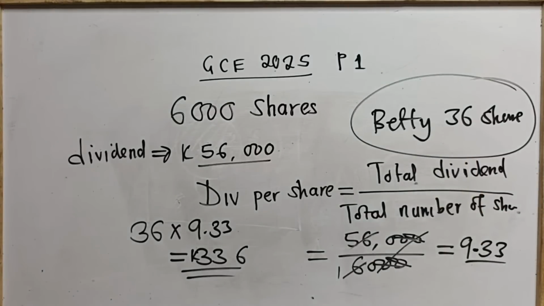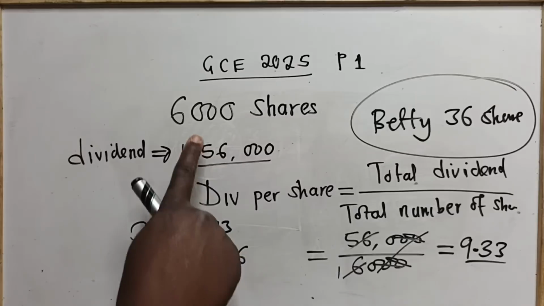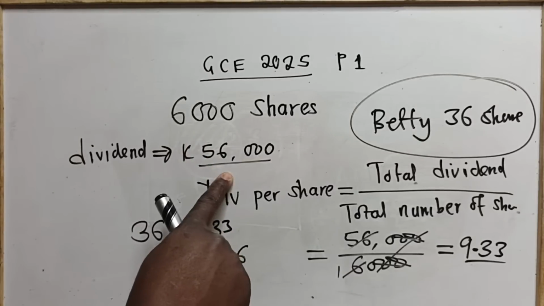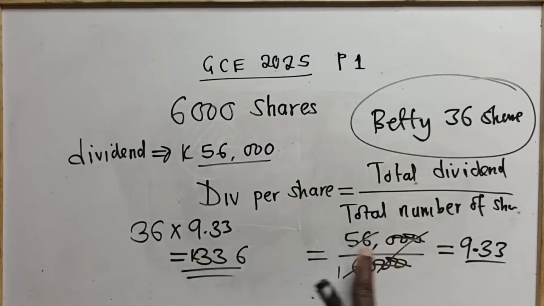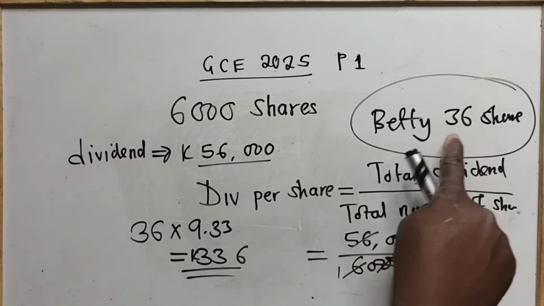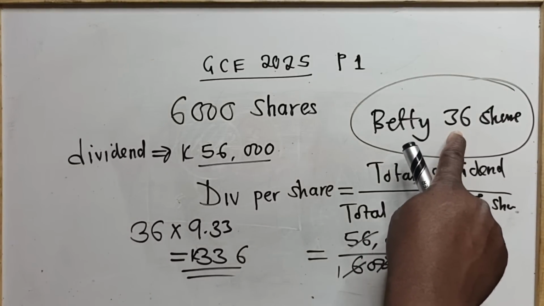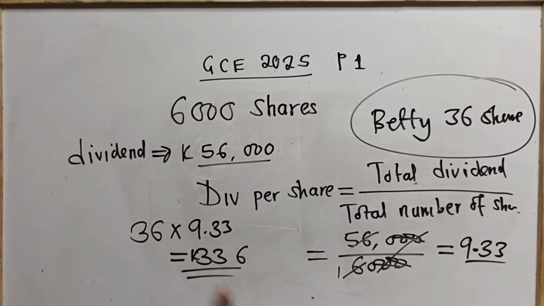And this is where I said, just get this dividend over the total number of shares, like I did here using this formula. The answer that you're going to get, multiply it by the number of shares that Betty bought. So this is what we have.